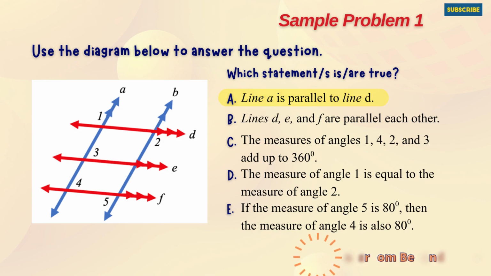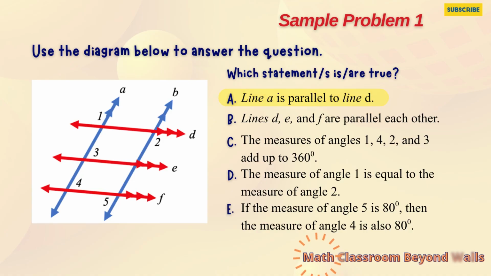It states that line A is parallel to line D. Is this true? Remember that lines are parallel if they do not intersect. Let us look at these lines in our diagram. Oh, the lines intersect. Therefore, the lines are not parallel. We move on to option B.